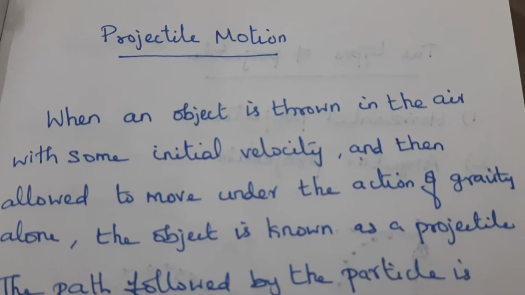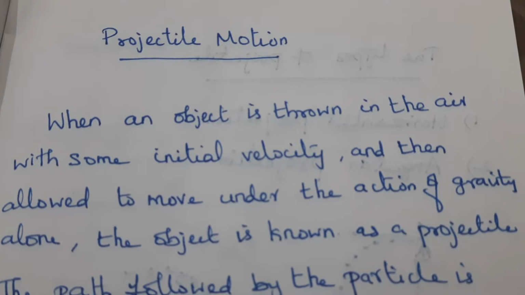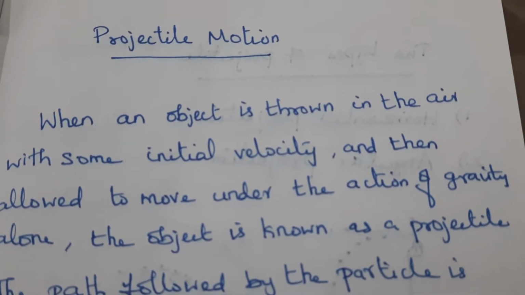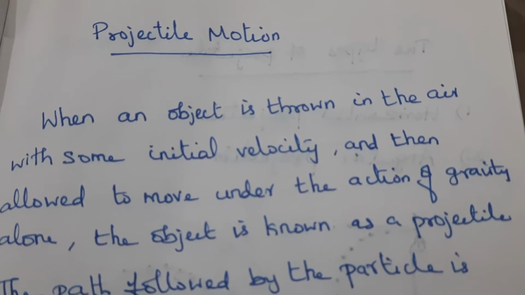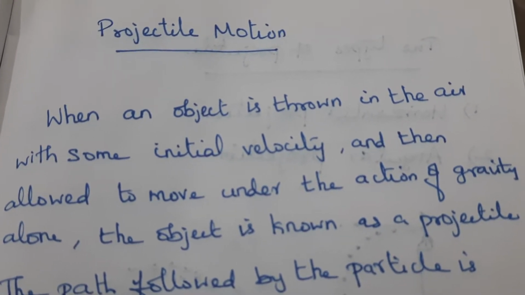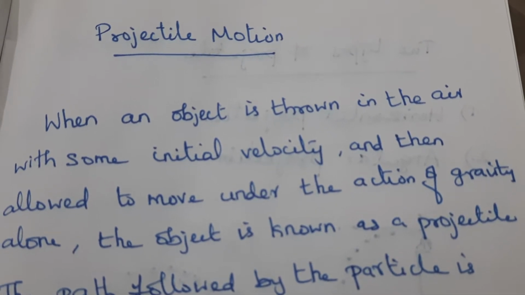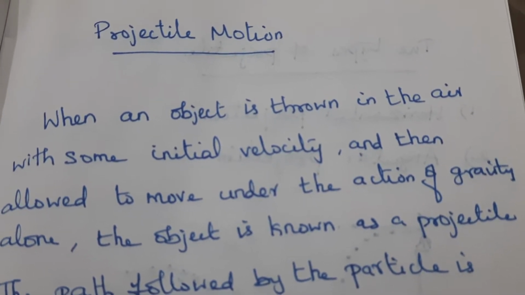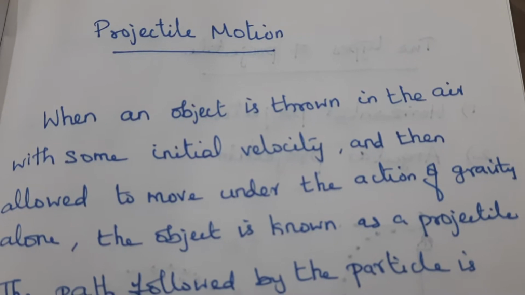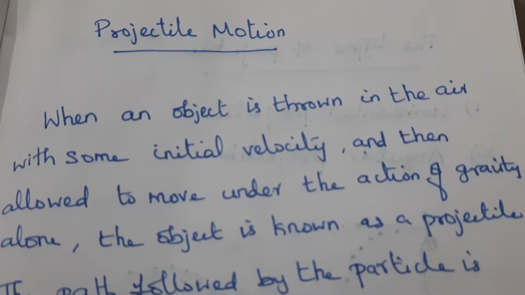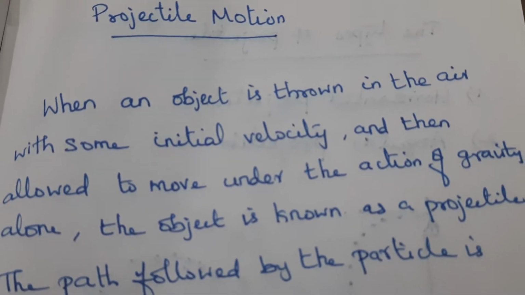In the last class, I discussed projectile motion. What do you mean by projectile motion? When an object is thrown in the air with some initial velocity and then allowed to move under the action of gravity alone, the object is known as a projectile. The path followed by the particle is called its trajectory.